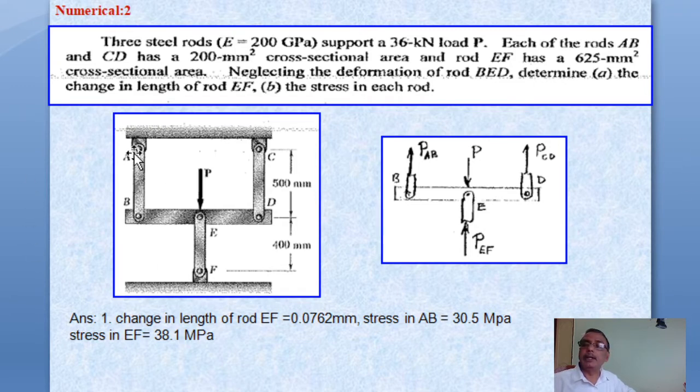In that case, 3 links, AB link and CD link having equal length, whereas link EF is 400 mm. Force P is acting at the center, and according to that force you may see here the force PAB is the force acting at link AB, P is load acting at point E, PCD is the force acting at point CD, and PEF is the force at EF.